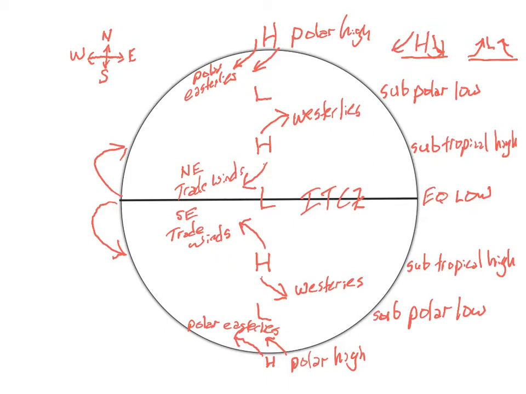The equatorial low: hot rising air. It rises over the equator, sinks over the subtropics. And so if you look at this, we've got the thermally generated low pressure cell at the equator, and then the polar high is also thermally, or temperature, driven. But then in between, where you have the subtropical highs and subpolar lows in both hemispheres, those are what we call dynamically driven.